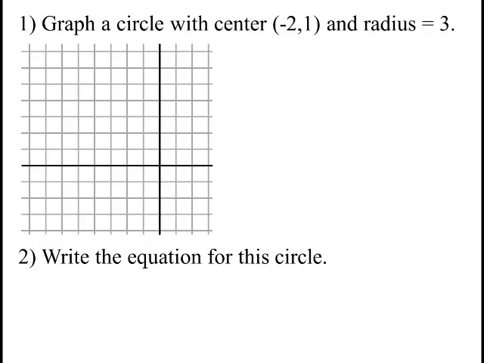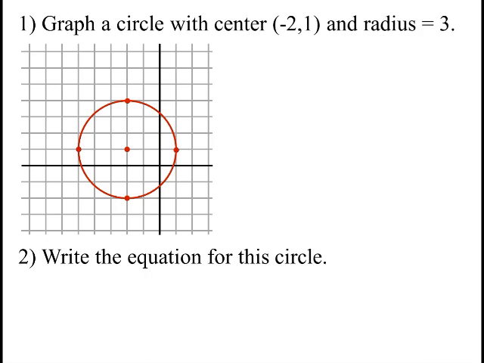So here we're going to graph a circle with center of -2, 1 and a radius of 3. So we'll go to our graph. Left 2, up 1 puts the center right here, and the radius is 3. I'm going to count right 3, put a point, up 3, left 3, down 3. That's going to be good enough to draw a circle. And there you go. That's all we had to do there.